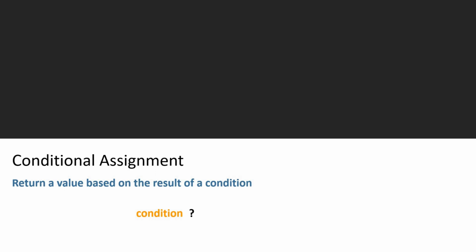Now one of the simplest types of conditional logic we can have in our application is a conditional assignment. A conditional assignment returns a value based on the result of a condition. So the way we write this is we start out with our condition, we follow it by a question mark, and then we need to provide two values. The first value is the value we want returned if the condition is true. Then we place a colon. Then the other value we provide is the value we want returned if the condition is false.